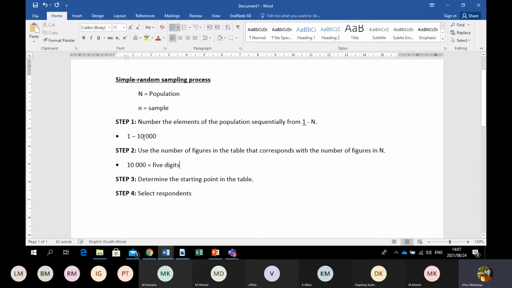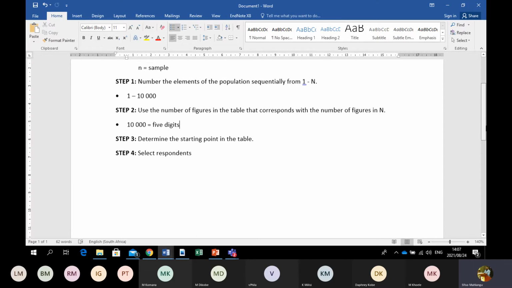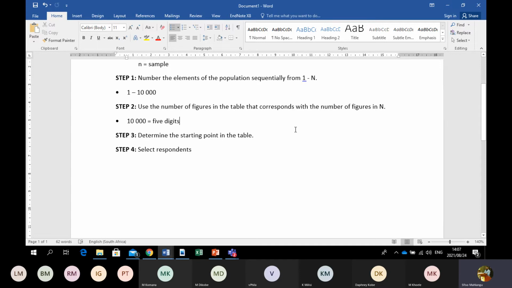If your list was only 1,000, you'll have 4 digits, meaning that you'll be selecting respondents based on 4 digits. So you always use the last person on the list, how far you can select the respondents, as your figure N. So for number 2 here, the instruction was given that our list contains 10,000 students, hence we use 5 digits, based on 10,000 having 5 digits. You must indicate this part. This is a practicality, whether it's 4 digits or 5 digits, because it will help us to actually select the respondents using this process.